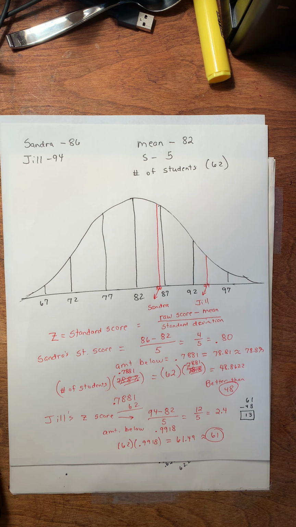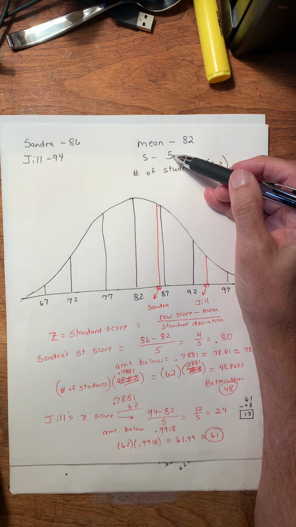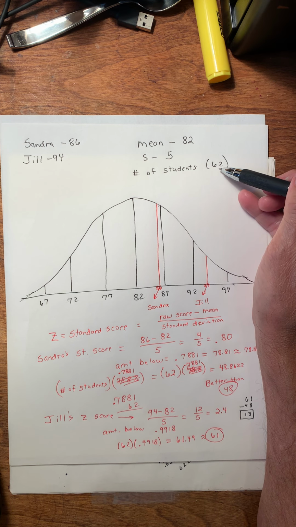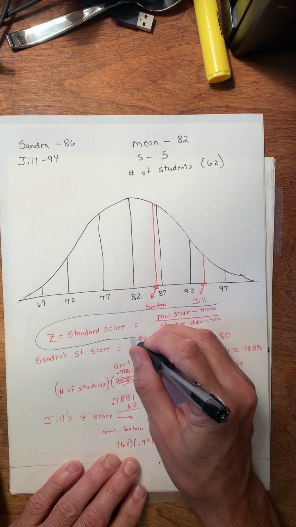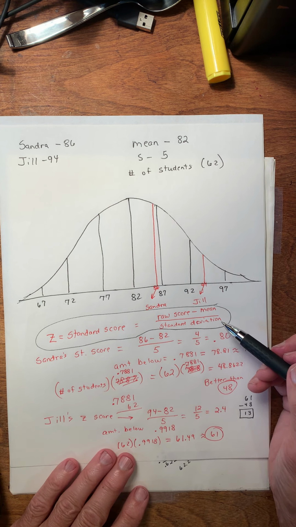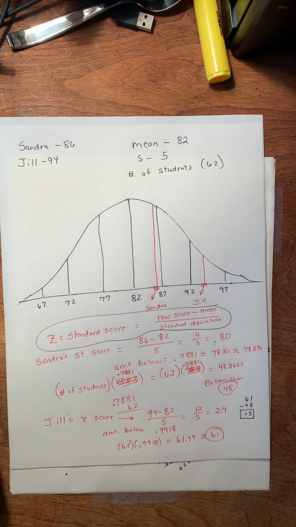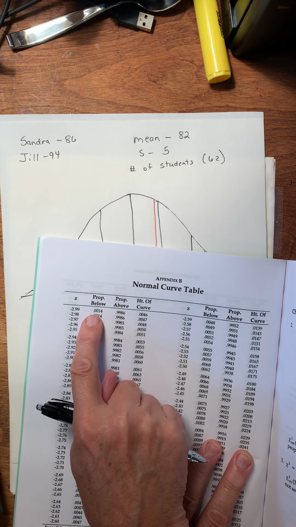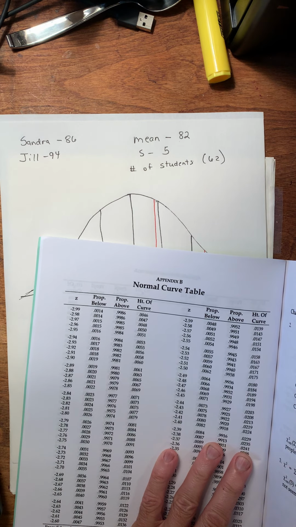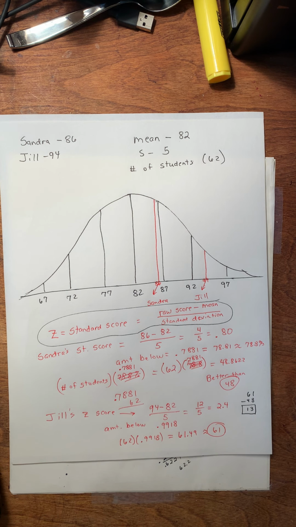So all these problems work basically the same way. You're going to have a different mean, a different standard deviation, a different number of students, but you're always going to use this to find your z-score. You're going to go in the back of your book to Appendix B, look up your z-score, and remember, the question is, are you looking for how many are below your grade or how many are above your grade? So it's going to be one of these two numbers. All right, I'll pause it right there.